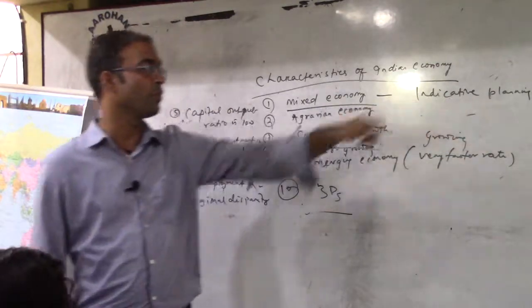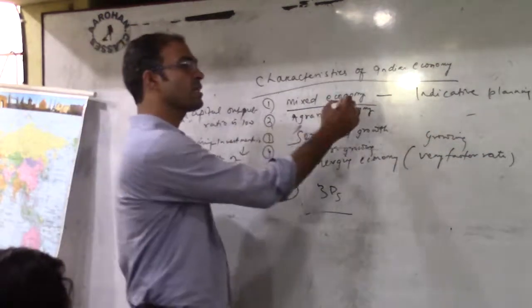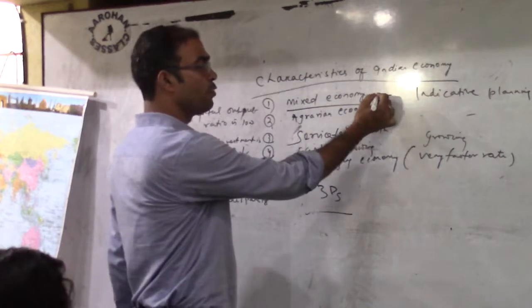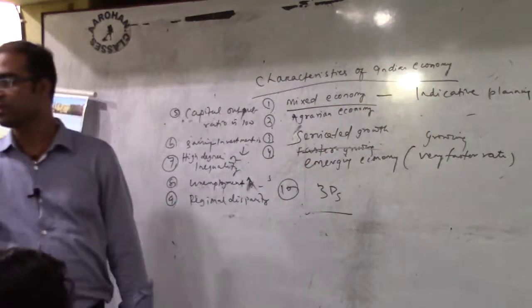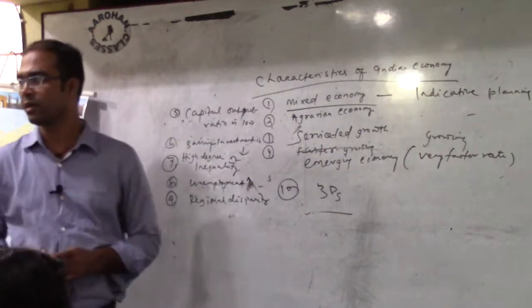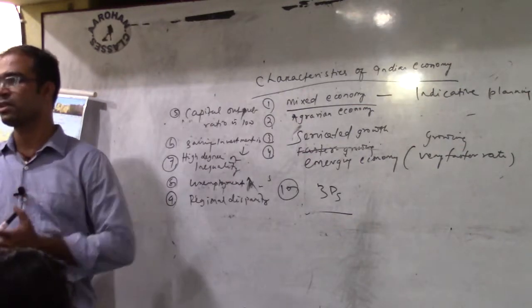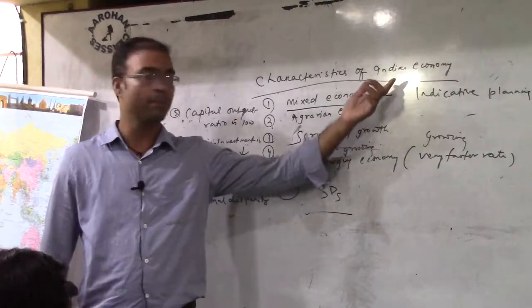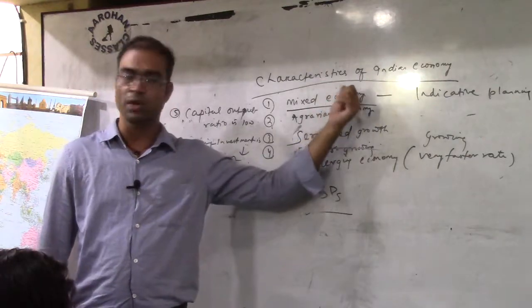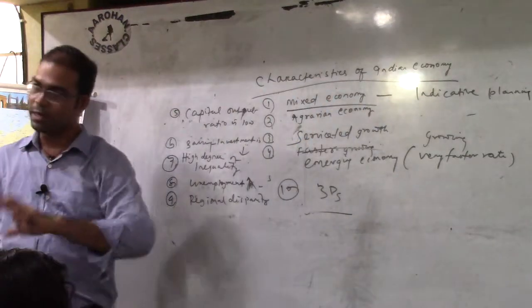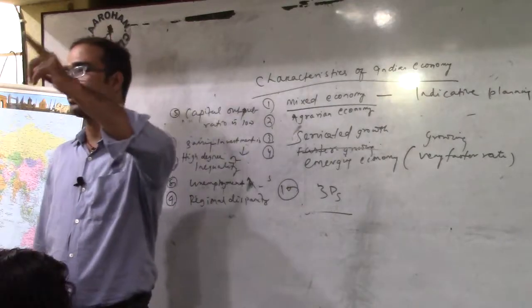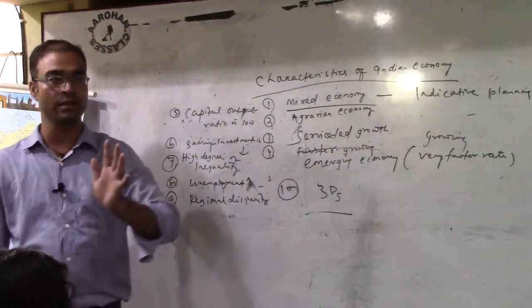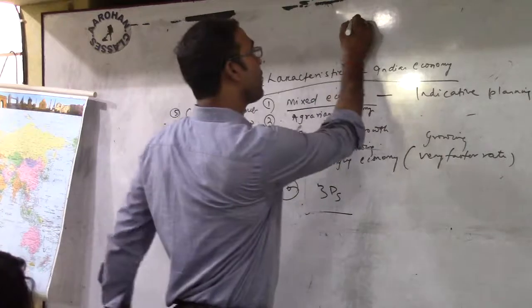So we are following indicative planning, or you can say the role of the private sector is more emphasized, more emphasis on private sector participation in economic activity. Mixed economy means coexistence of both public and private, but the private sector is playing a greater role than the public sector in providing. Government is playing the role of an enabler.